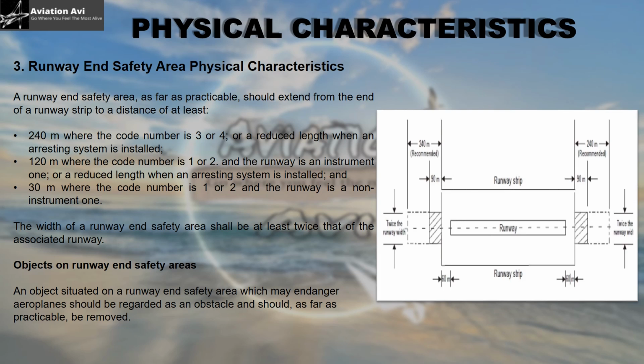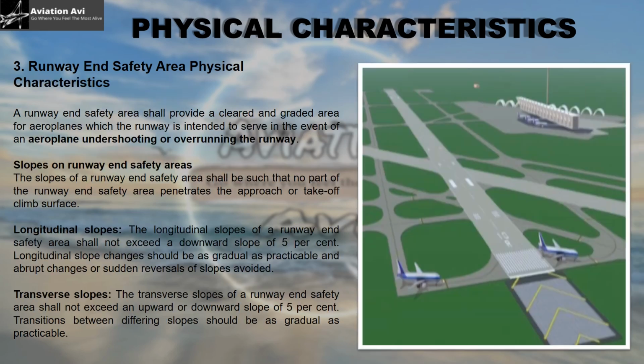Objects on the RESA. As we know, the purpose of the RESA is to prevent damage to an aircraft in case of an undershoot or overrun from the runway. So any object that is situated on the RESA which may endanger the aircraft operation should be regarded as an obstacle and should be removed as far as practicable. A RESA shall be provided as a clear and graded area for aeroplanes which the runway is intended to serve, in the event of an aeroplane undershooting or overrunning a runway.